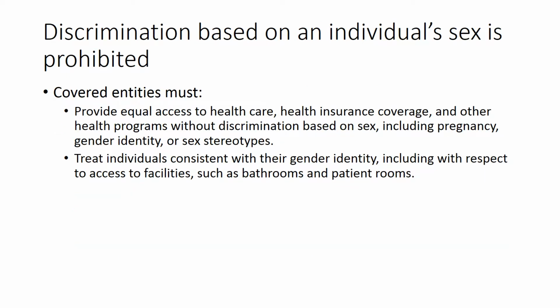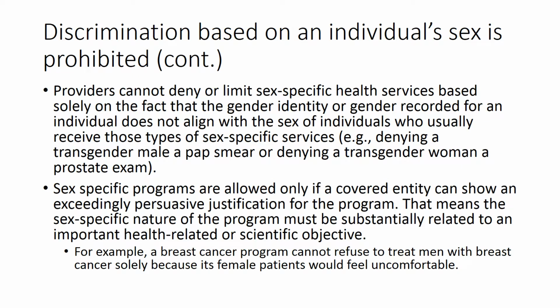So Section 1557 also prohibits discrimination based on an individual's sex. So it essentially says that we have to provide equal access to health care, health insurance, and other health programs without discrimination based on sex, including pregnancy, gender identity, or sex stereotypes. We have to treat individuals consistent with their gender identity, including with respect to access to facilities such as bathrooms and patient rooms. We cannot deny or limit sex-specific healthcare services based solely on the fact that the gender identity or gender recorded for an individual doesn't align with the sex of the individual who usually receives those types of services.